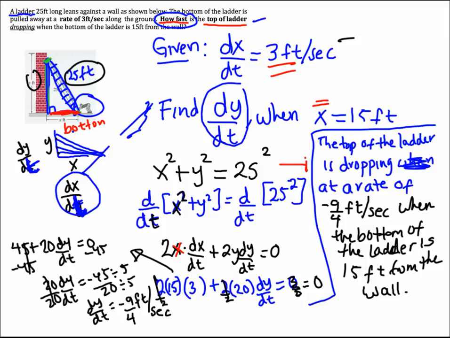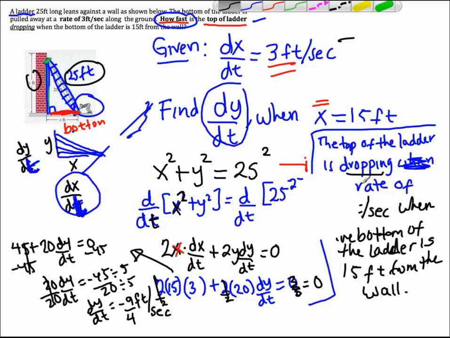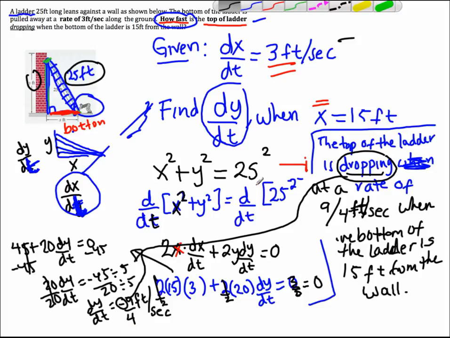So if you notice, there is one mistake right here because I put a minus. And it shouldn't be minus there because I already said that it's dropping here. So that should take care of the minus sign. So be careful. The top of the ladder is dropping at a rate of 9/4 feet per second. So be careful right there. That word right there is already taking care of that particular sign. Okay? All right.